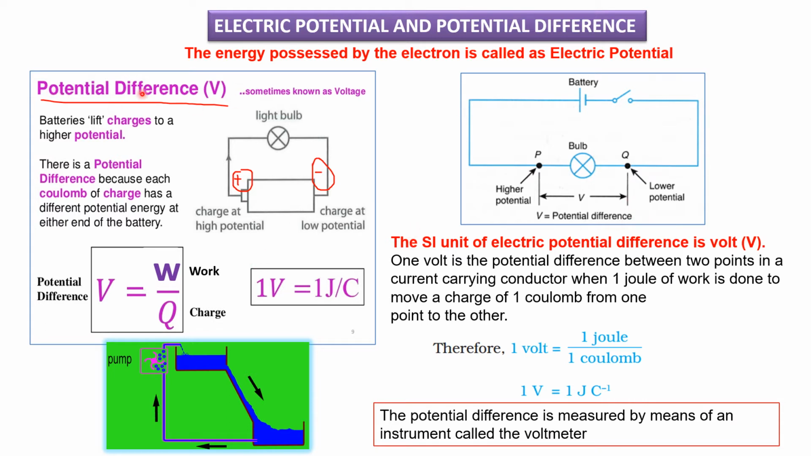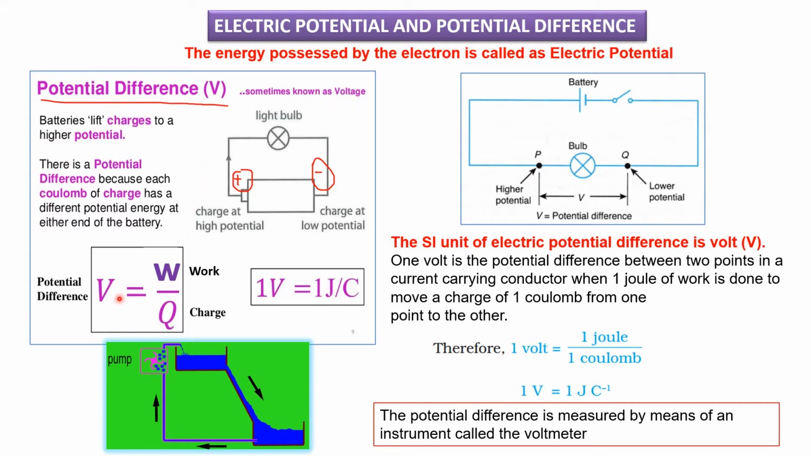So potential difference is represented by capital V. Sometimes we call it voltage. Have you heard of this name, voltage? The other name for voltage is potential difference. That means pressure. Electric pressure is called potential difference or voltage.